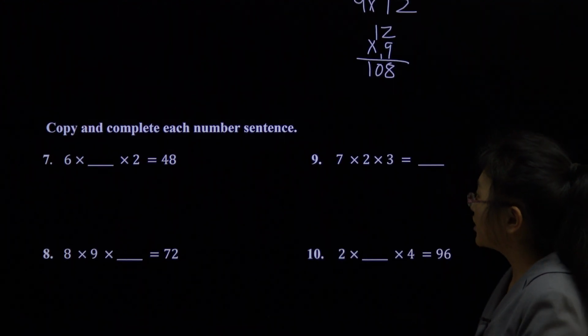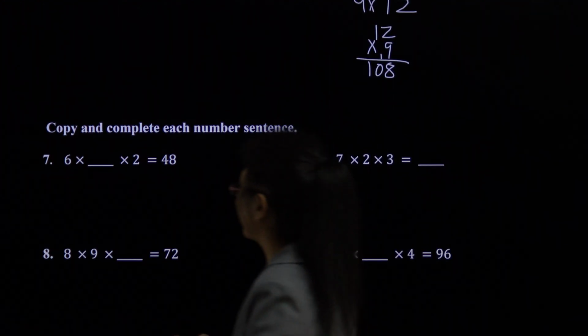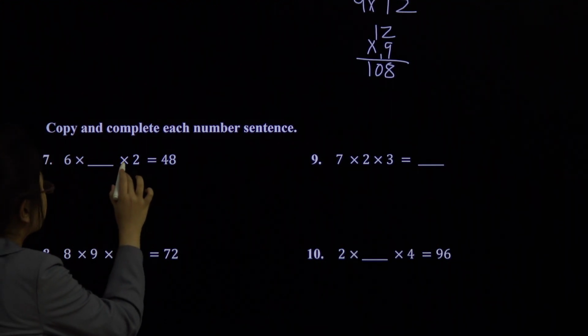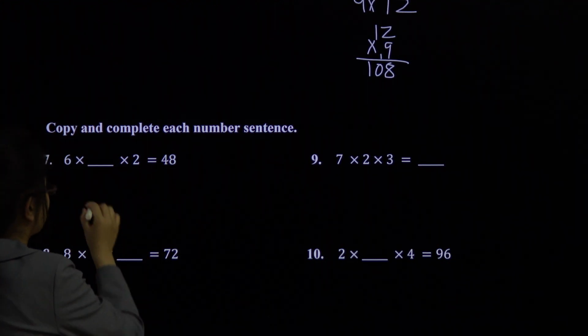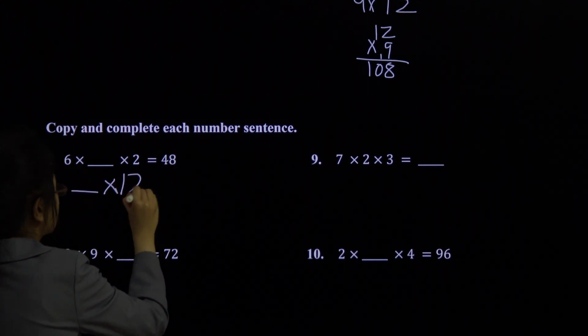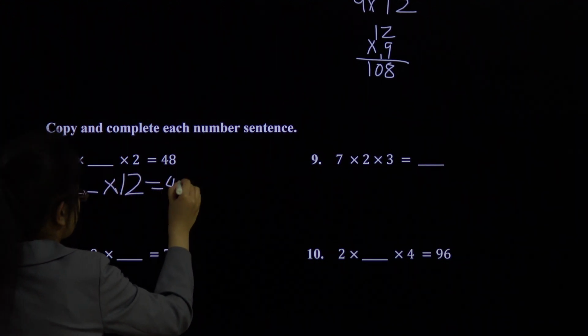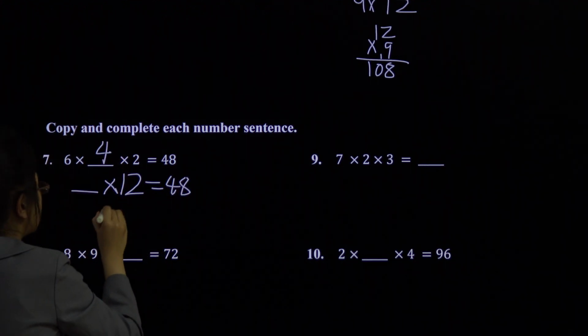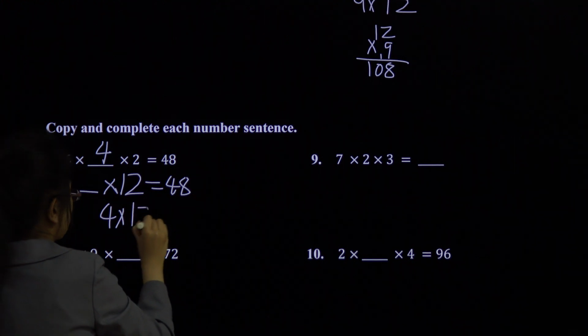Copy and complete each number sentence. We don't really need to copy right now, so okay. 6 times something times 2 equals 48, which means that something times 6 times 2, which is 12, equals 48. 4 times 12 equals 48, so the something is 4.